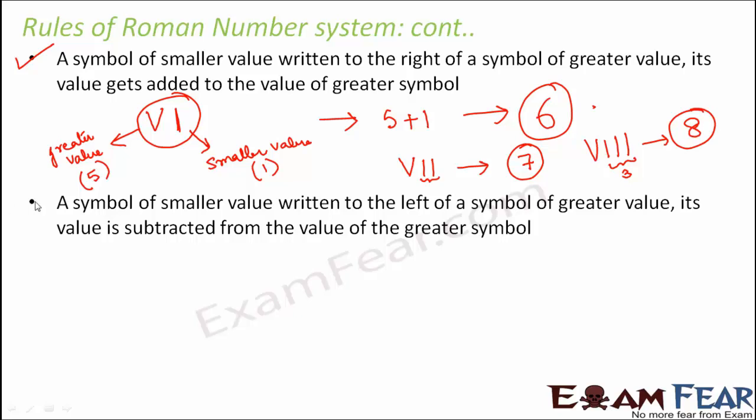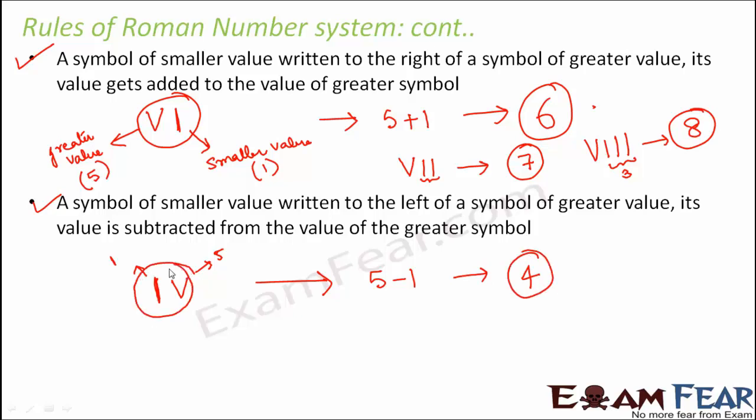Let's look at the next rule. It says that a symbol of smaller value written to the left of a symbol of greater value, its value is subtracted from the value of the greater symbol. Now let us suppose that instead of being written like this, the symbol of greater value is like this and the symbol of smaller value is written on the left side like this, then what would happen? Now this represents 5 and this represents 1. So in this case, the value gets subtracted. That means this becomes 5 minus 1, that is 4. So this is how we represent 4 in Roman numerals.